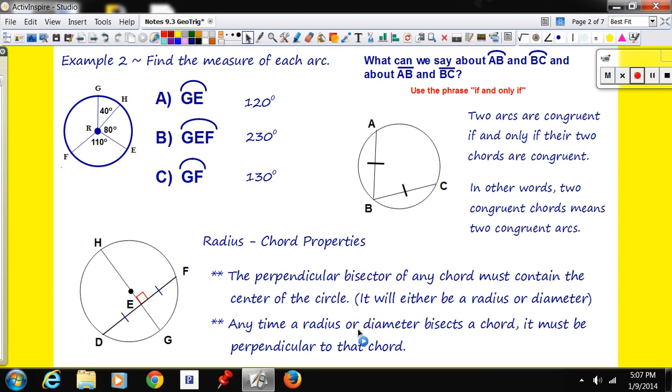Anytime a radius or diameter bisects a chord, it must be perpendicular to that chord. If it's cutting this chord in half, the only way it could have done that was to be a 90-degree angle. That's what this last one's saying. Again, you can pause it whenever you need.